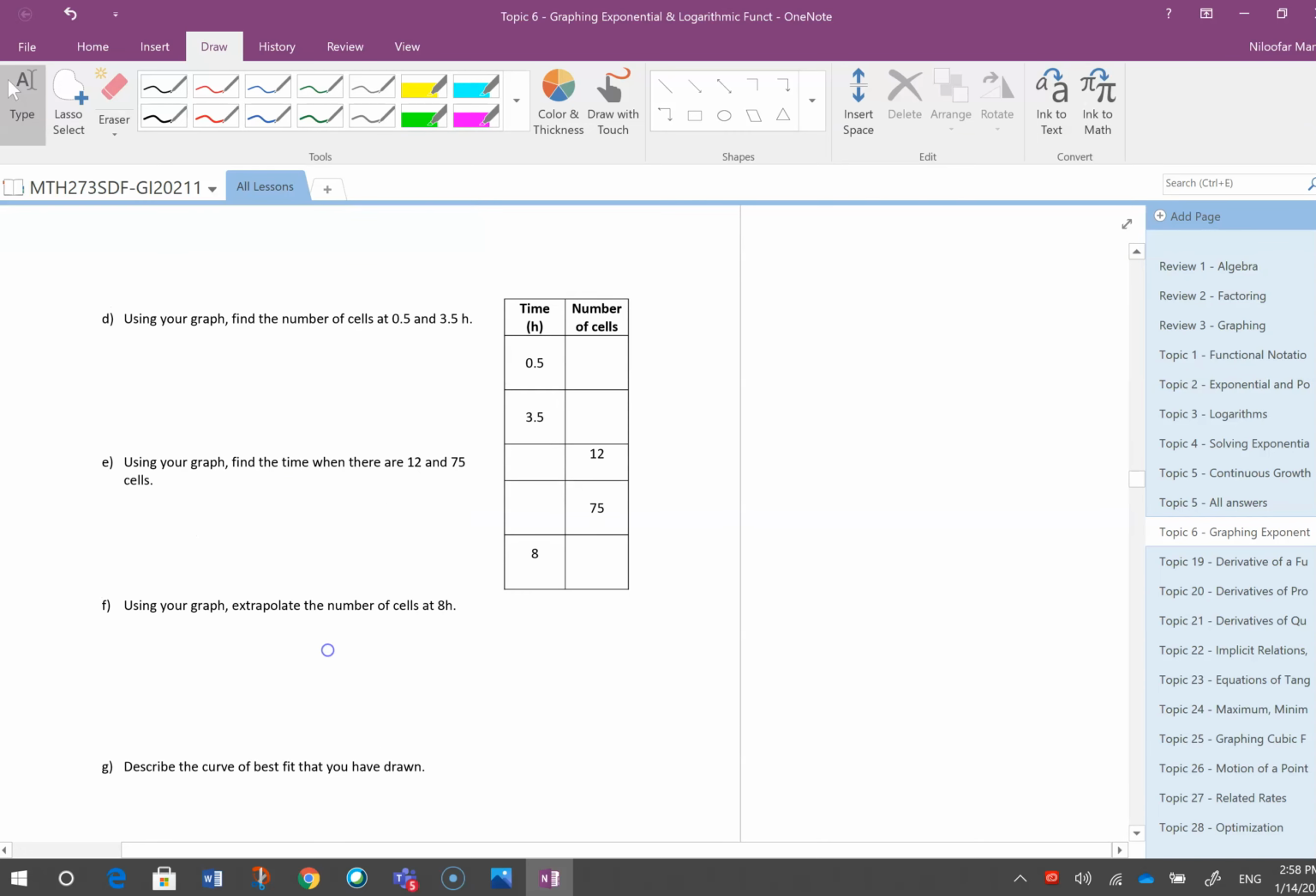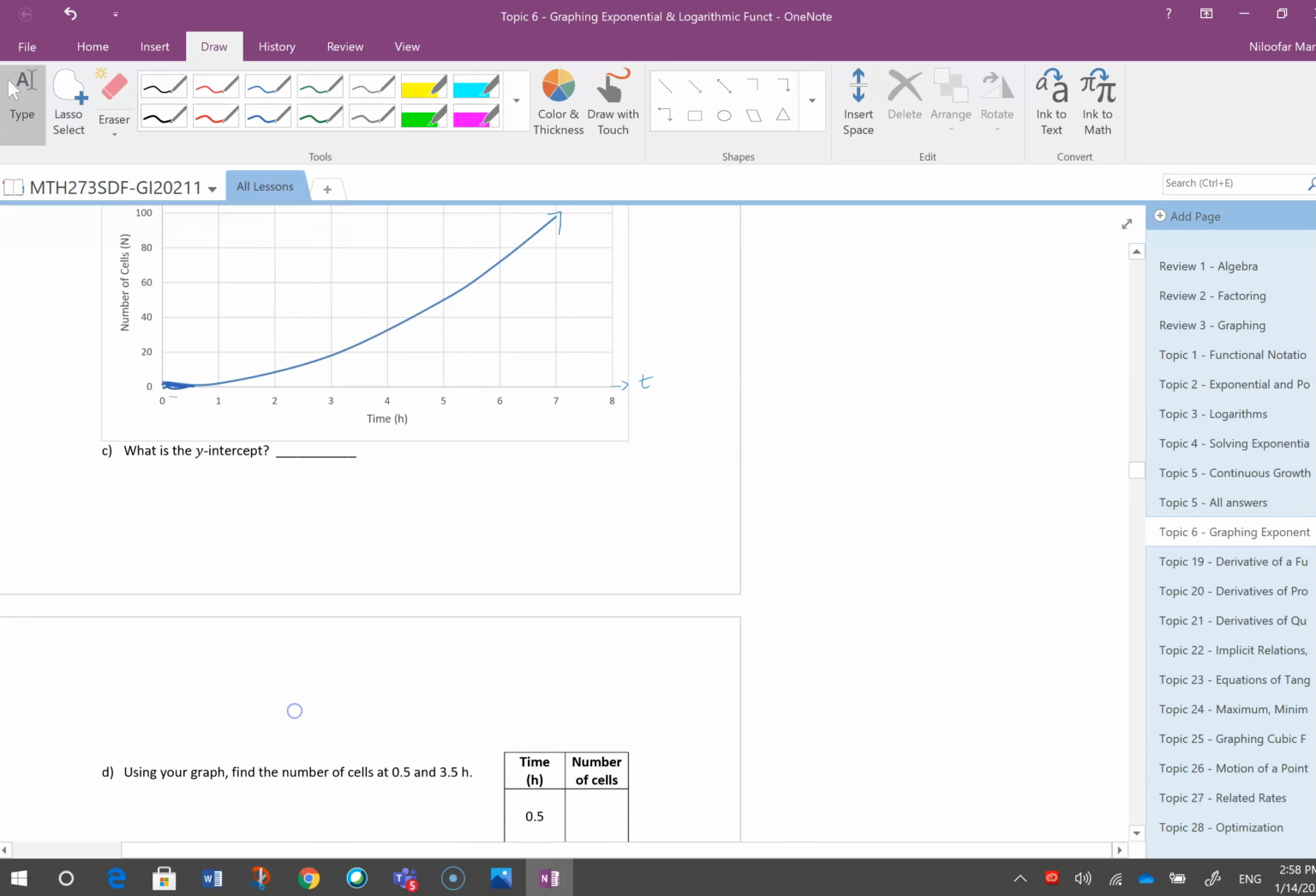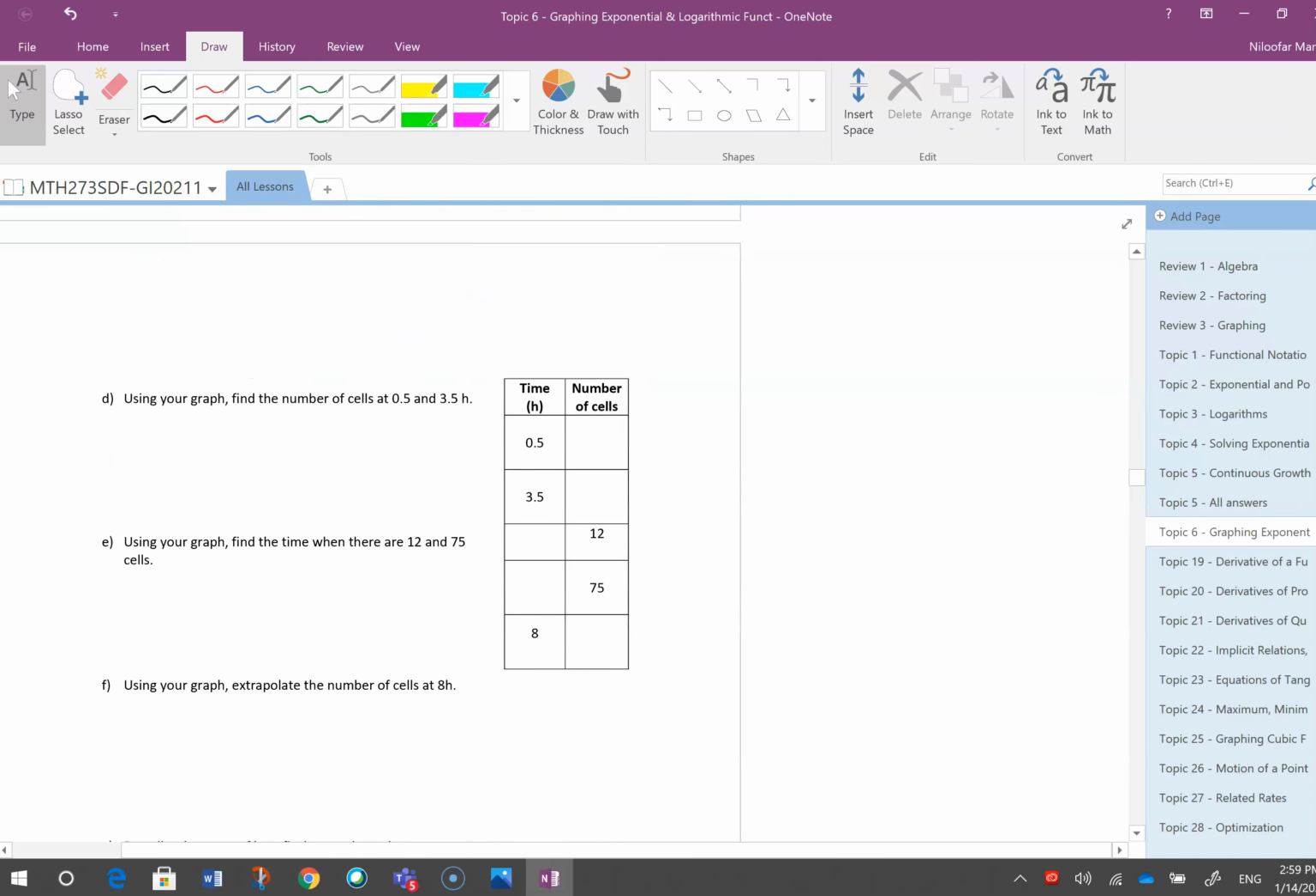Okay, so now it says using your graph, find the number of cells at half and 3.5 hours. So half, you go here and you see, oh, it seems 0. How about 3.5? I go here and I find this, and then I find this. I know it's between 20 and 40, but still it's hard to see. So what should I do?